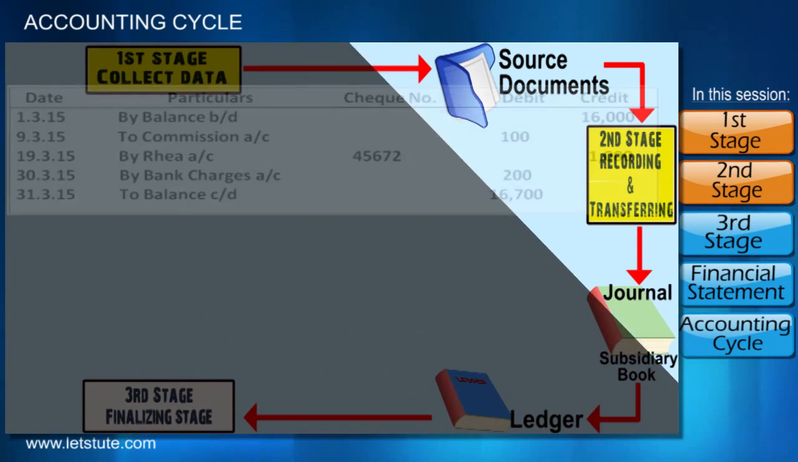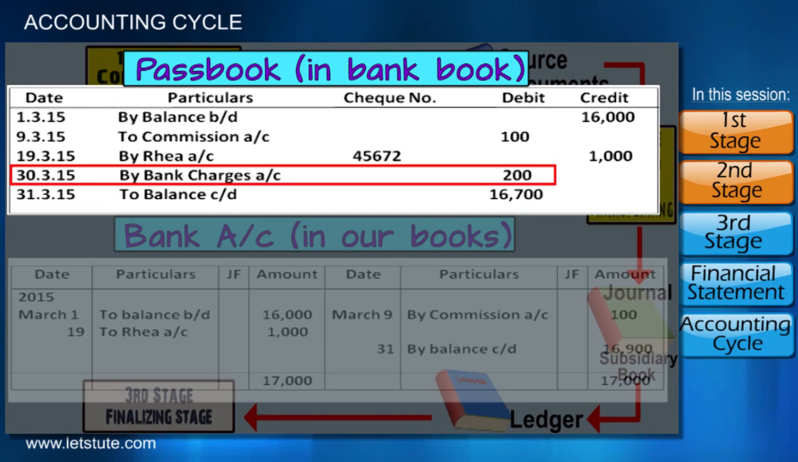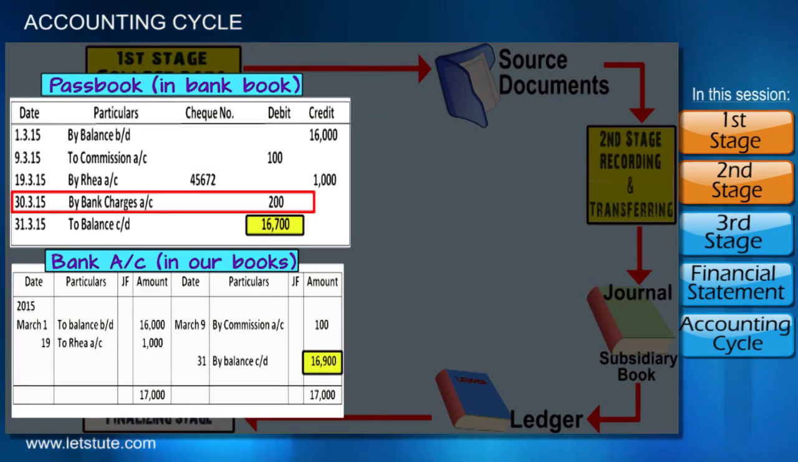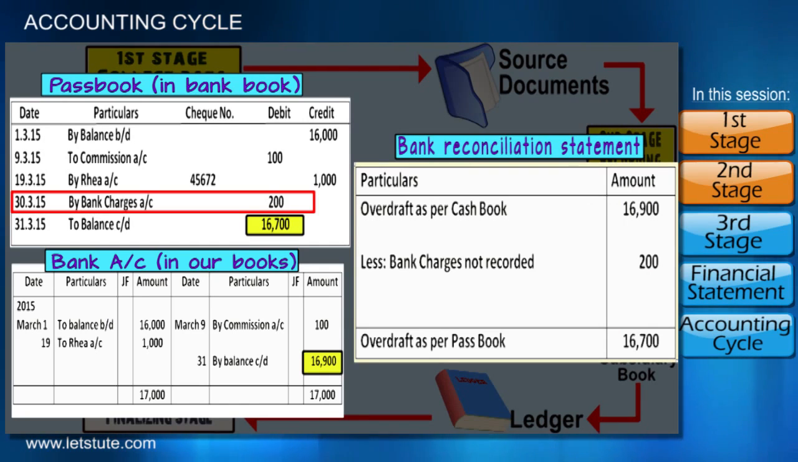So we will check our passbook and our bank account which we maintain. Suppose the bank deducts some amount as bank charges and has not sent us any intimation. As we are not aware of the charges, we have not recorded it in our books. So there would be a mismatch in our book as well as the bank's passbook. Similarly, there can be many situations where our book may not match or tally with the passbook. So to avoid these types of errors and to rectify them, a statement is prepared which is known as bank reconciliation statement.